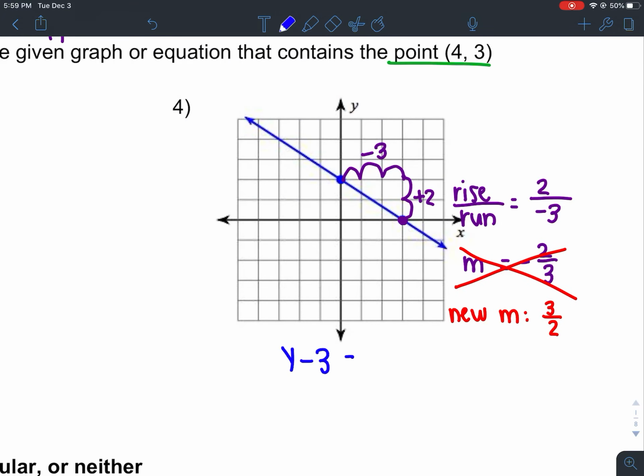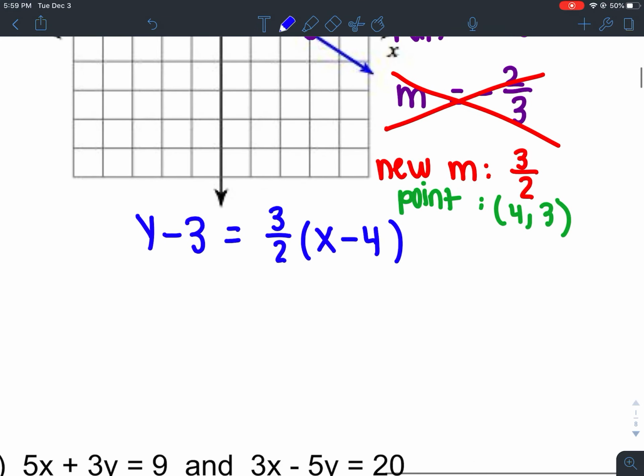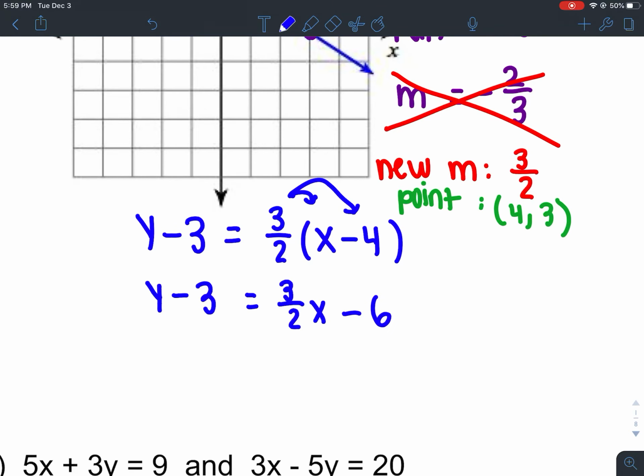y minus 3 equals 3 over 2, x minus 4. So I'm using the point I want to use, (4, 3), and then I use my new slope because I'm creating a perpendicular line, not parallel. y minus 3 equals 3 halves x.